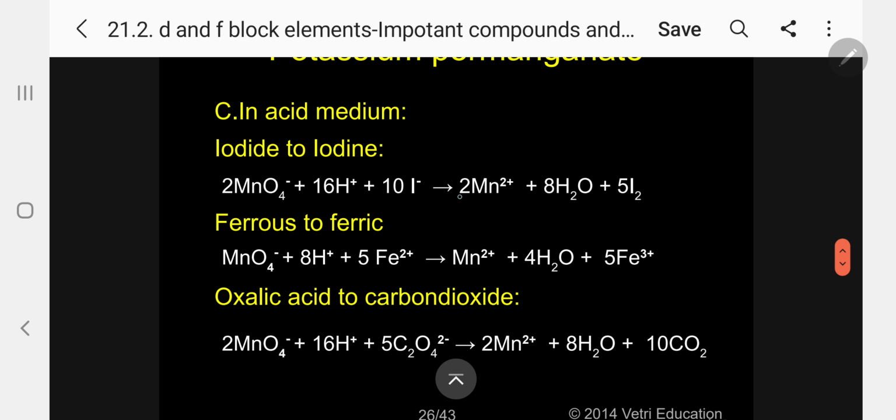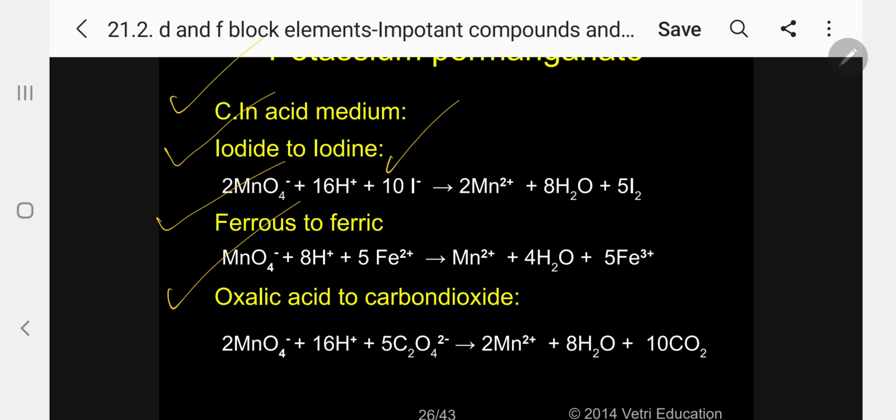So that is alkaline medium. Coming finally to acid medium, which is the most important. In acid medium, iodide is converted to iodine, ferrous to ferric, and oxalic acid to carbon dioxide. So let me take them now. Potassium permanganate reacts with any iodide in presence of acid medium and is converted into iodine. That is the most important reaction.